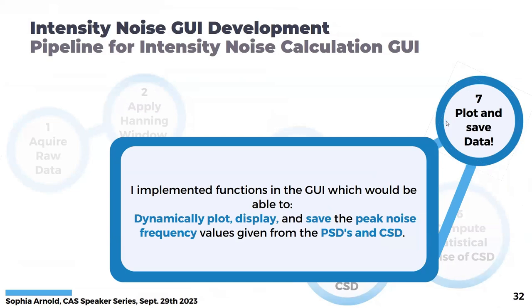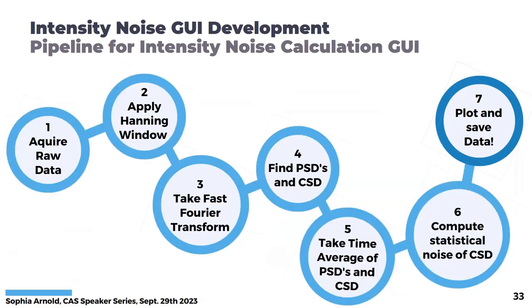So then after that, we needed to plot and save the data. It wouldn't be much of a GUI if it didn't dynamically plot and display the data, and then also be able to save the peak noise frequency values and the values from the CSDs and PSDs whenever we wanted it to. So here is the overall pipeline again, just for fun.